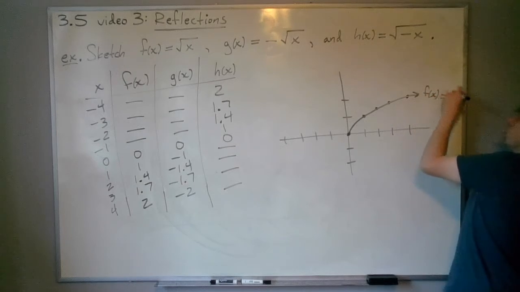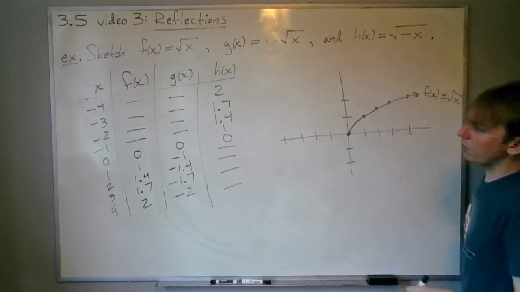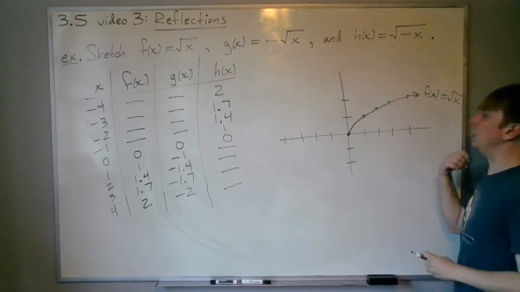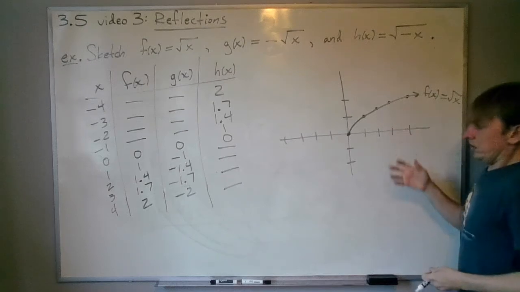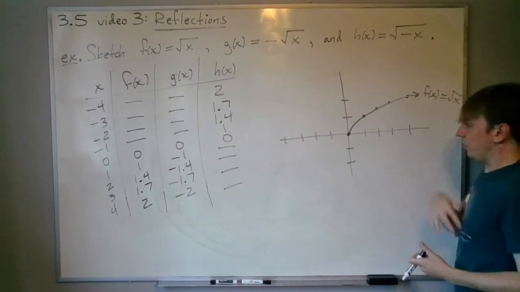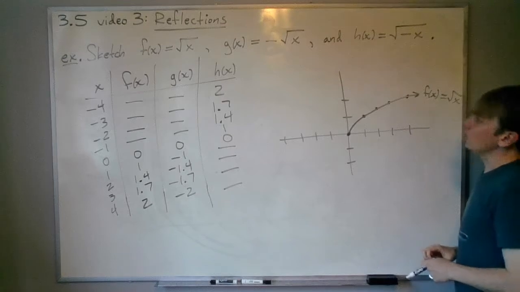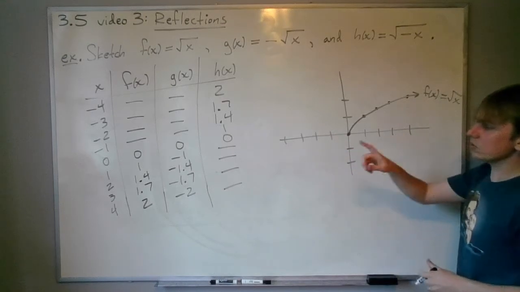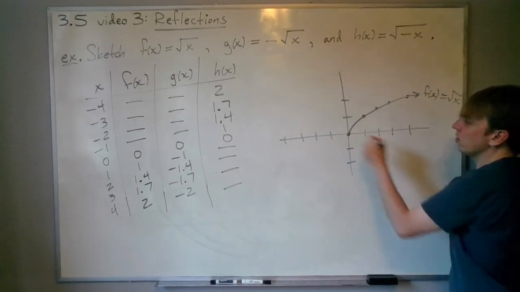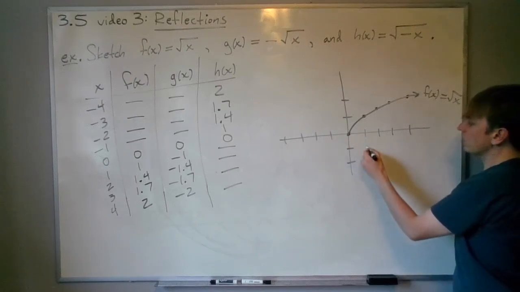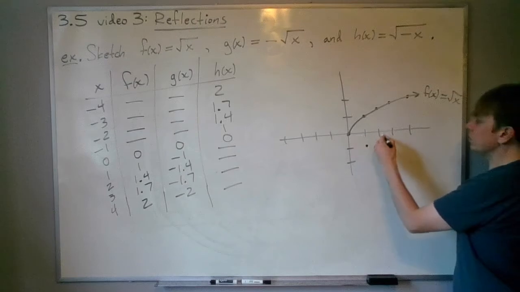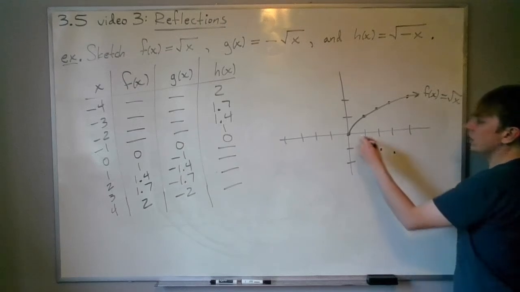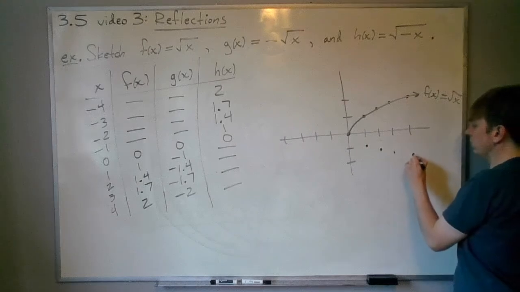So this is our square root of x function, which is also one of the functions in our collection of functions from section 3.2. Okay, second function g has points. First one is at 0, 0, then 1, -1, 2, -1.4, 3, -1.7, and 4, -2.